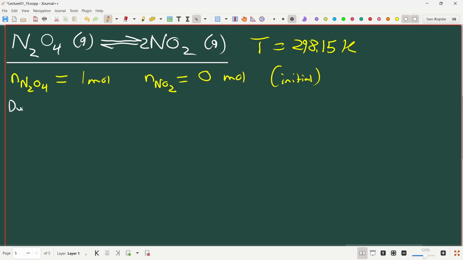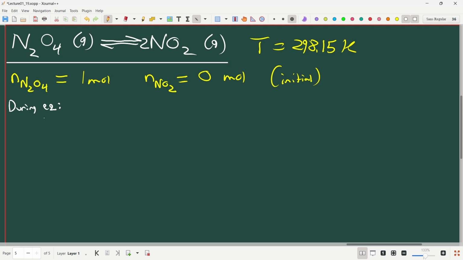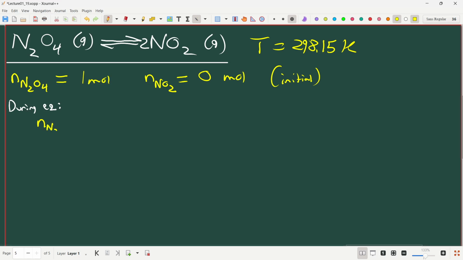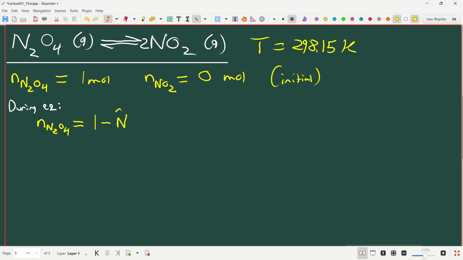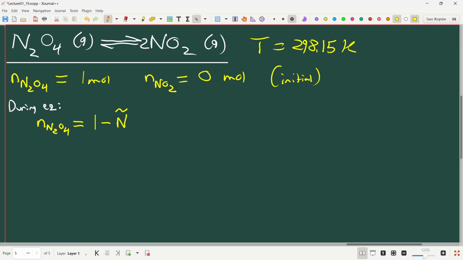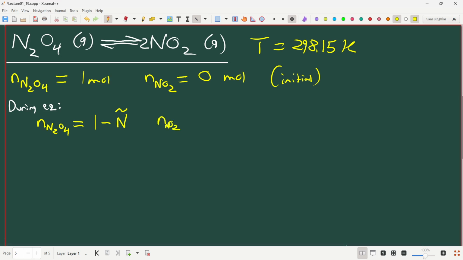Right, so during equilibrium, every time the reaction clicks, you could say that N2O4 starts at 1, and every time it clicks, it loses 1 molecule, right? Because it's a 1-to-2 relationship. So for every click, we lose 1 mole equivalent. And then for NO2, every time it clicks, we gain 2.